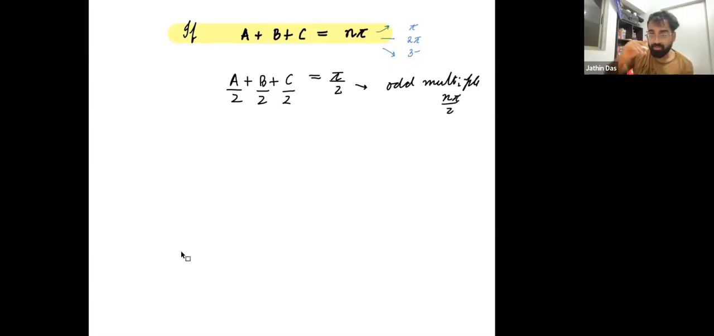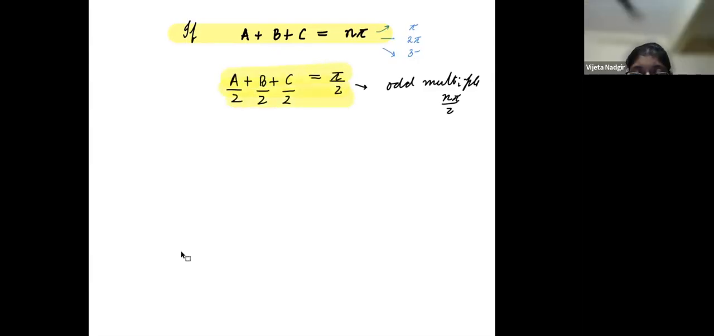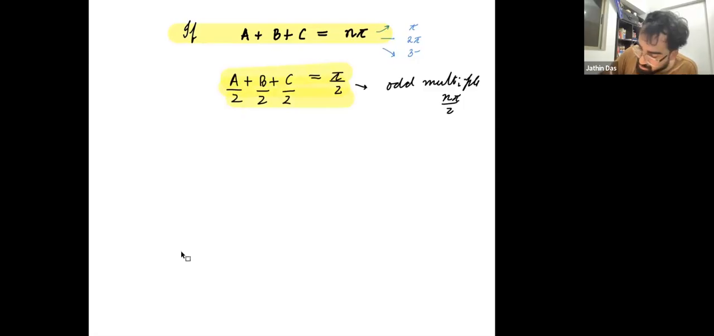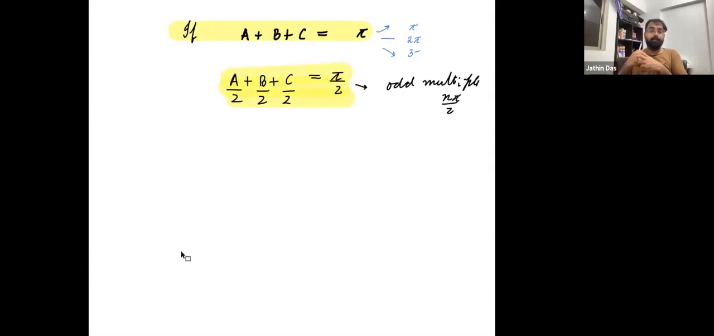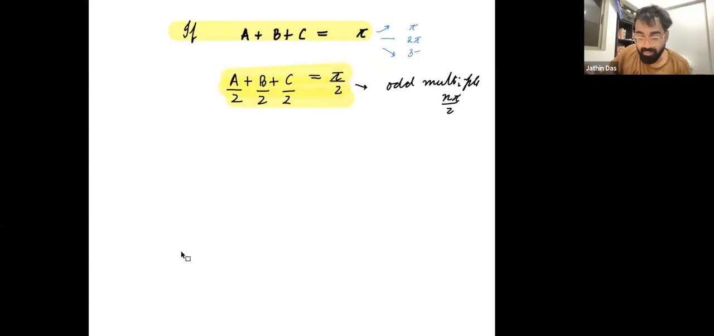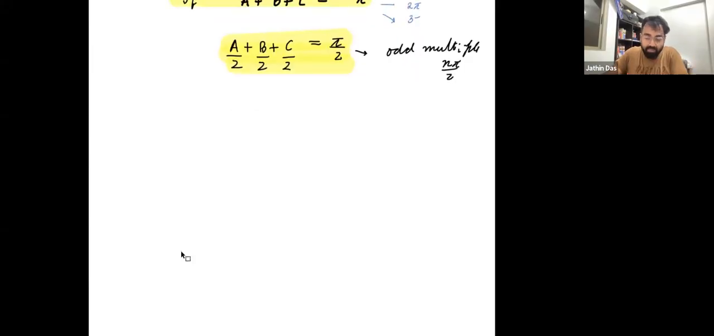Now these 4 conditions that I'm telling, the next 2, the third and fourth, are only applicable if A plus B plus C is pi. Because if it is n pi, then it would be n pi by 2, and you will be thinking it will be valid. But this is not an odd multiple, so I cannot say that. That's the reason. So I keep it like this: A plus B plus C is pi. Next, the next two cases.